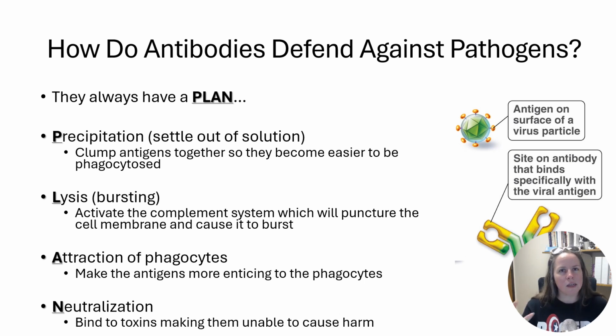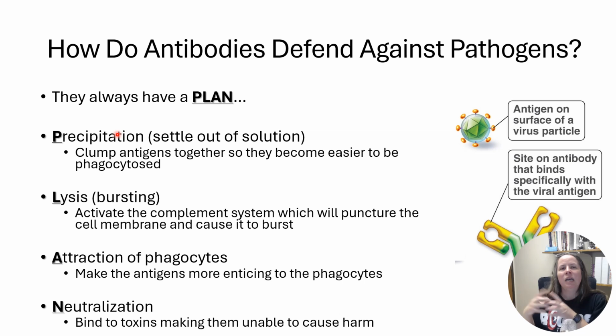So how do these antibodies work? I like to teach my students that antibodies always have a plan. They can do 4 different things. First, they can do what's called precipitation. This is where you take something that's mixed in a solution and that sediments to the bottom. So antibodies can bind to these pathogens and get them to clump together outside of the fluid they're in, like in your bloodstream or your tissue fluid. And so it kind of clumps everything together, making it easier for your white blood cells to gobble them up.